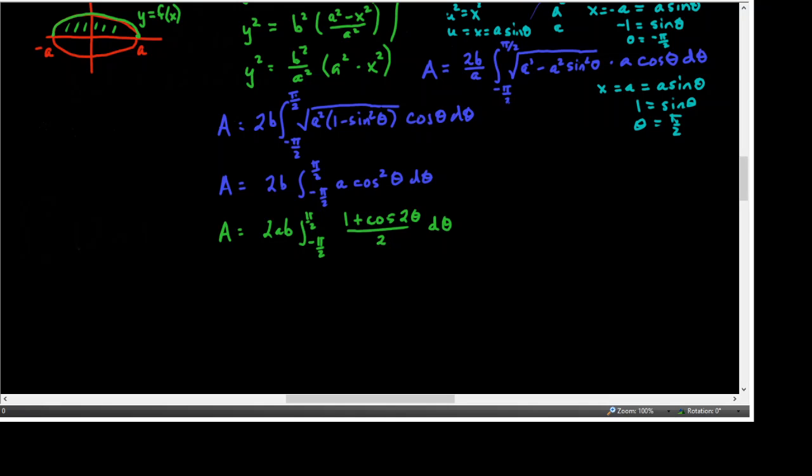So if I pull that 2 out in front, I'll have AB, and then the integral of 1 is theta. The integral of cosine of 2 theta is 1/2 sine of 2 theta, evaluated from negative pi over 2 to pi over 2.